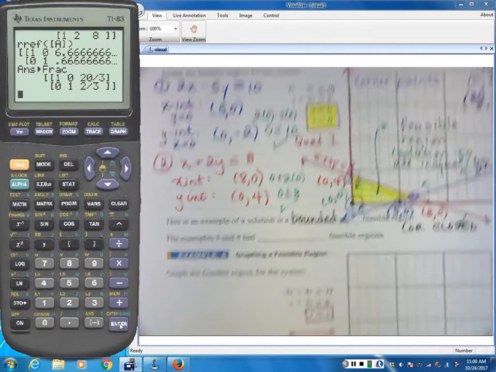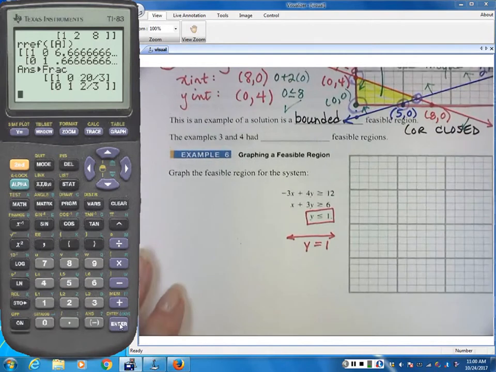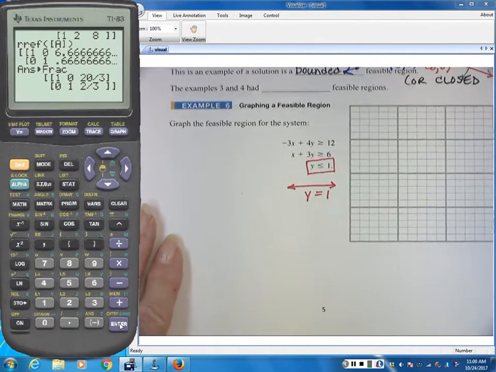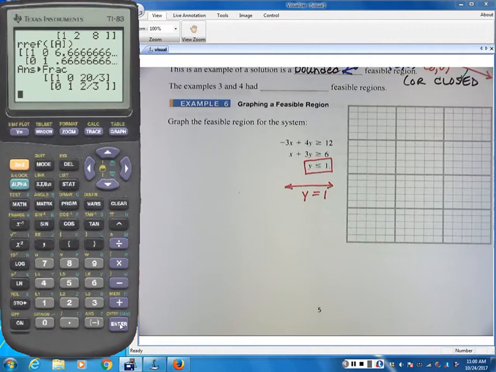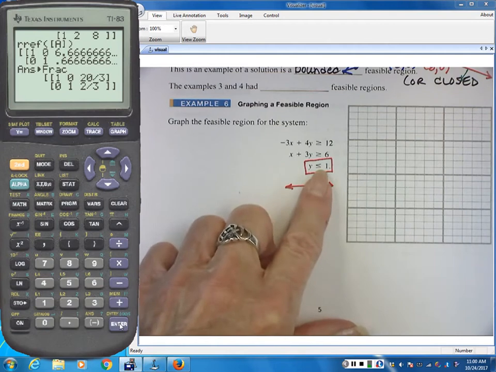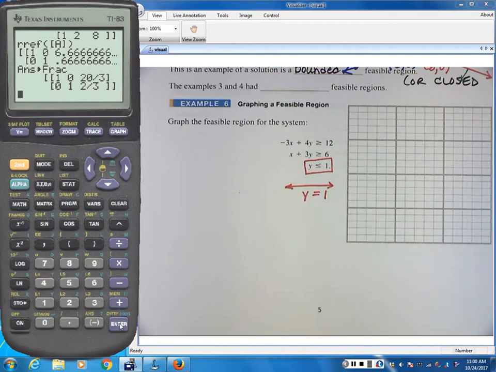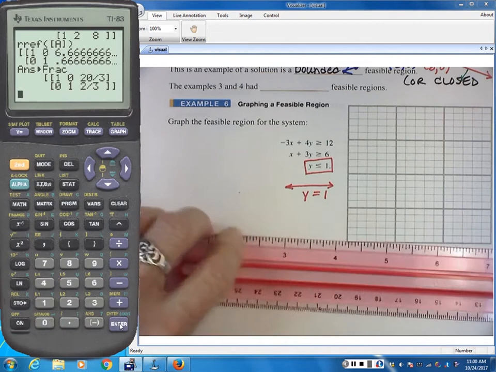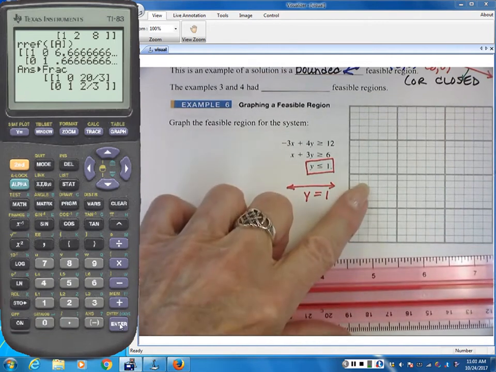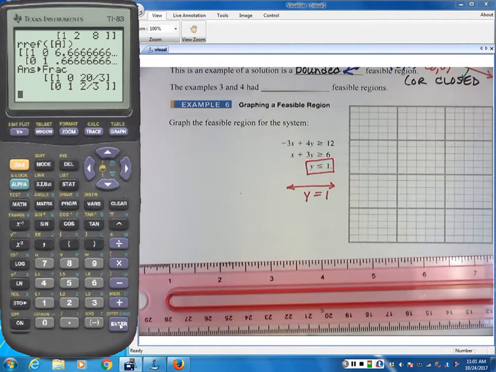So one more time, we're going to find the feasible region and reinforce the idea, but then we're going to go on and do some applications in the next section. So we're going to graph the feasible region for this system. Notice that it says y is equal to or less than 1. That means that I'm going to have to figure out where 1 is going to be, and I'm going to only include everything below a horizontal line through it, y equals 1.